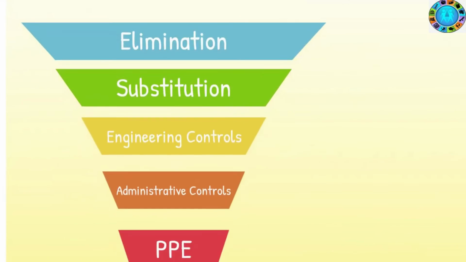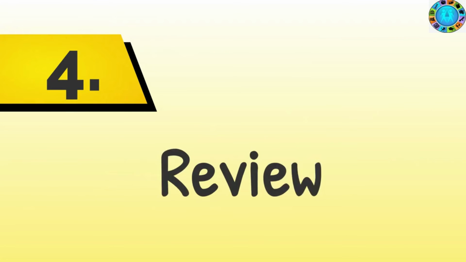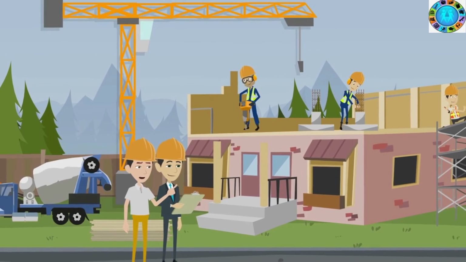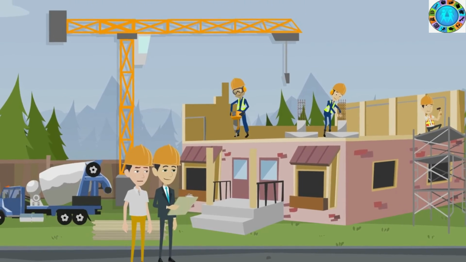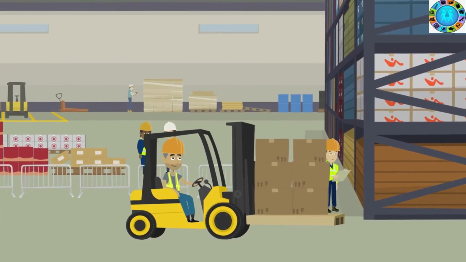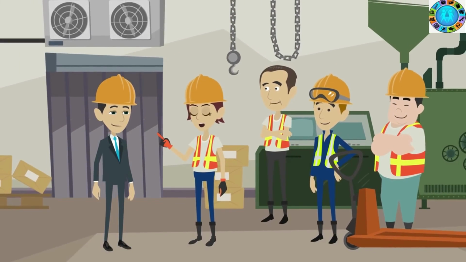If no single control is appropriate, a combination of all controls needs to be taken to minimize the risk to the lowest level that is reasonable. Step 4. Review. Ongoing reviews of the control measures and risk assessments should be conducted to ensure they are working. This can be done through safety audits, regular workplace inspections, consultation with employees, and review of incident investigations.